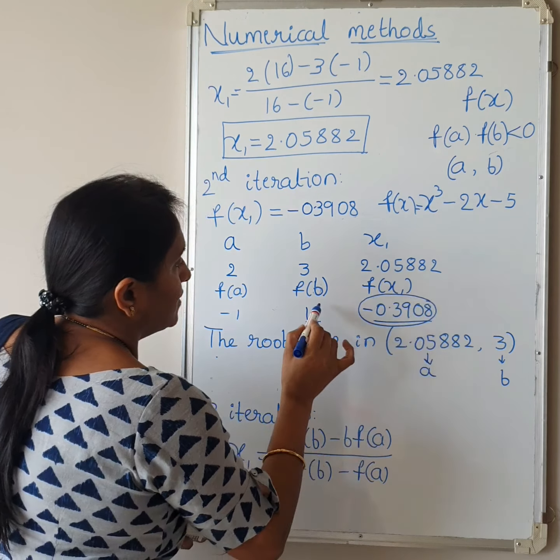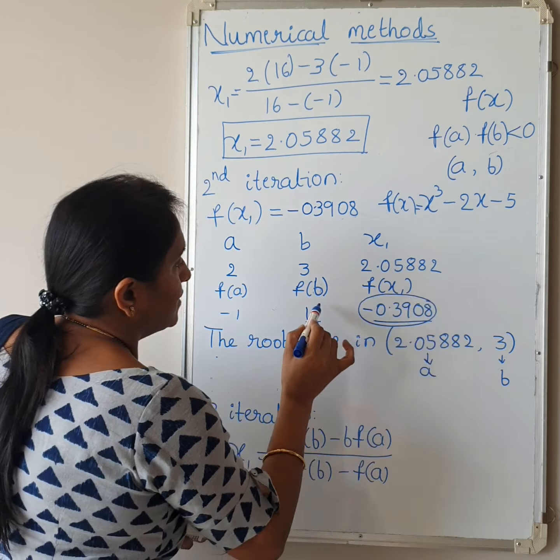minus 0.3908. In one step you can calculate by using calci. Put brackets here for easy calculation and avoid silly mistakes. You will get x2 is equal to 2.0813. So x2, write it in a box, highlight your answer always. x2 is equal to 2.0813.